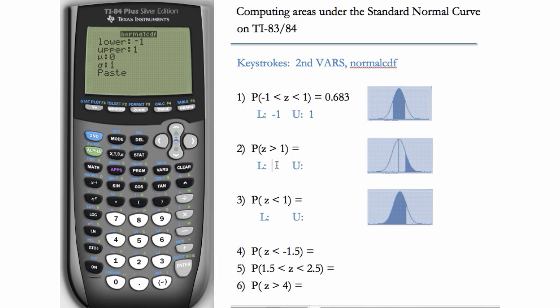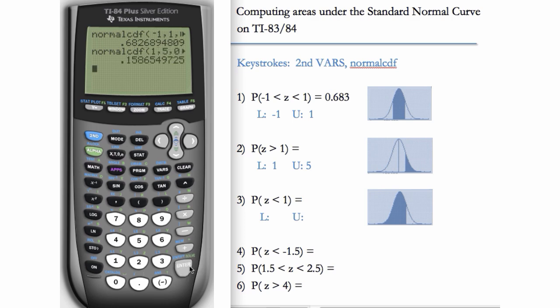And we said our lower bound here was 1, and our upper bound, we're going to choose 5. So we'll enter 1, enter 5, enter, and we get about 16%, which is what we expected. So let's call that 0.159.